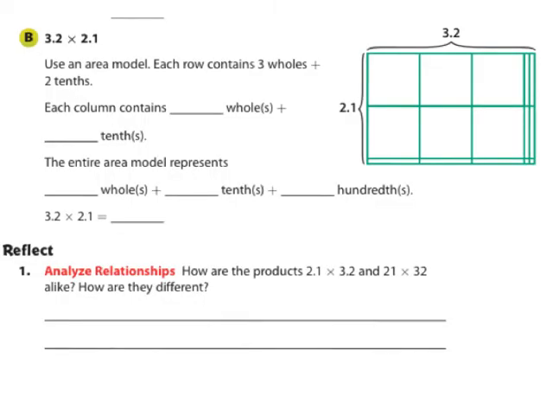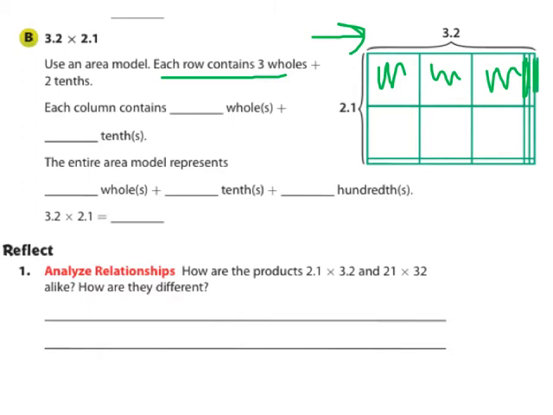Okay, so if we look here at example B, we're going to use what's called an area model because our factors are greater than 1, so they have a number in front of the decimal. Each row, the ones that go that way, contains 3 wholes and then 2/10. So you've got your 1, 2, 3 whole squares, and then your tenths are right here. There are your little pieces right there.